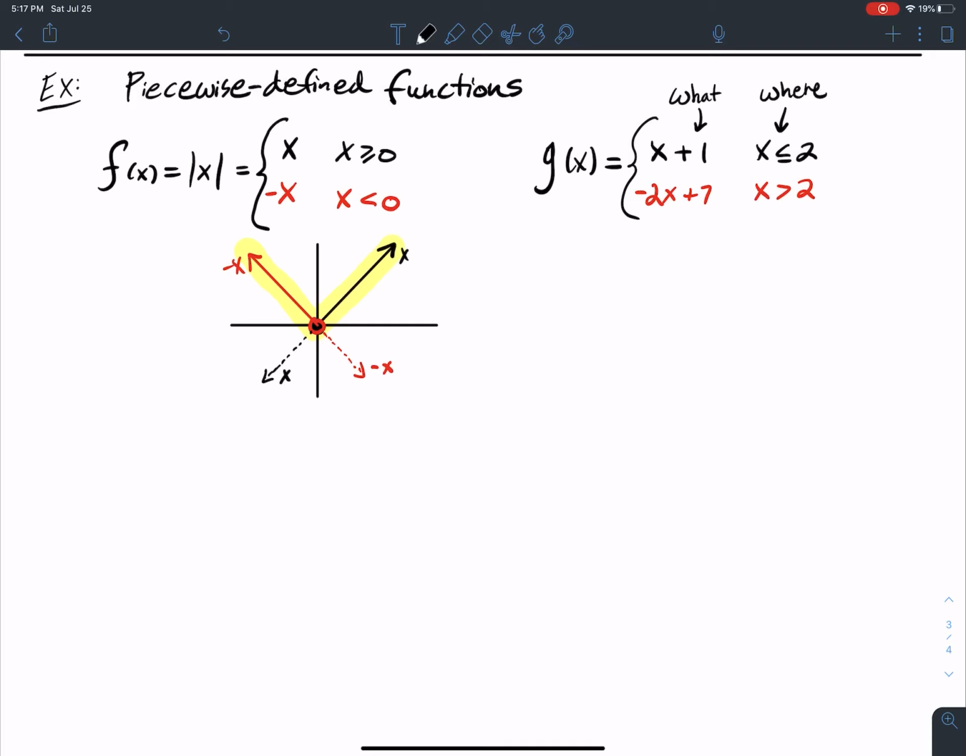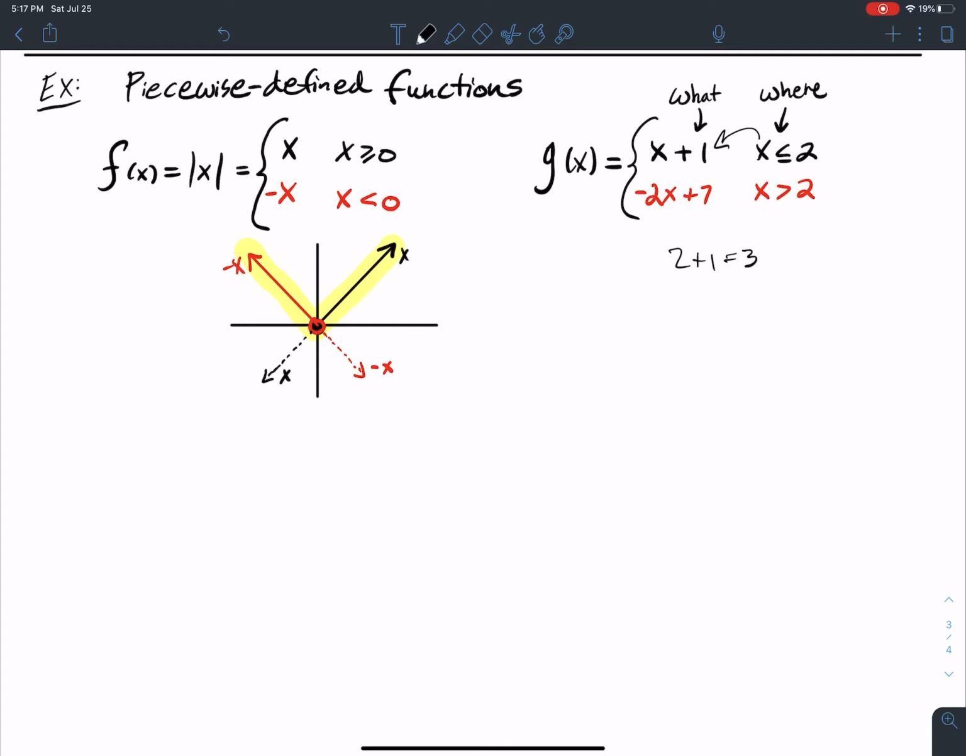So what we can do is plug in 2 into this first one, and 2 plus 1 gets me 3. And if I plug 2 in here, even though technically I can't because it's not greater than or equal to, but still if I plug it in, I have -2 times 2 plus 7, so that's -4 plus 7, which makes 3. So these both give me a 3 value, so I think I'm okay.